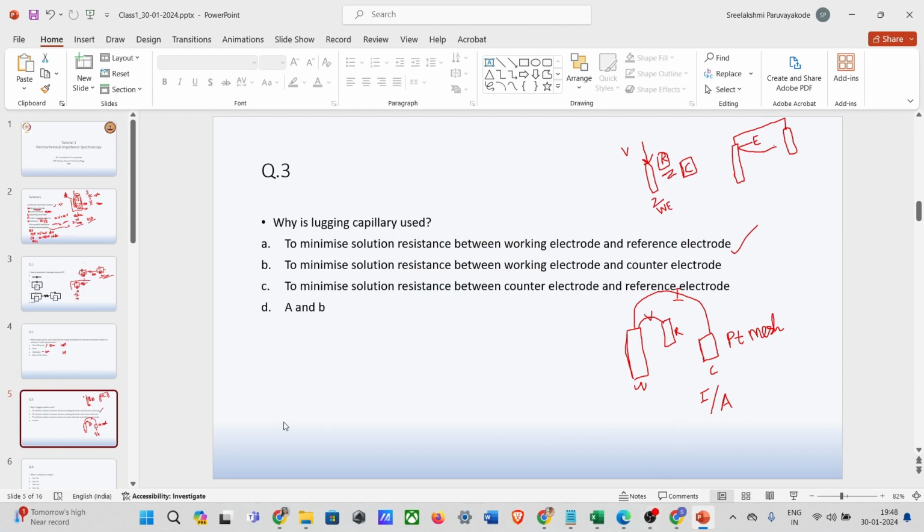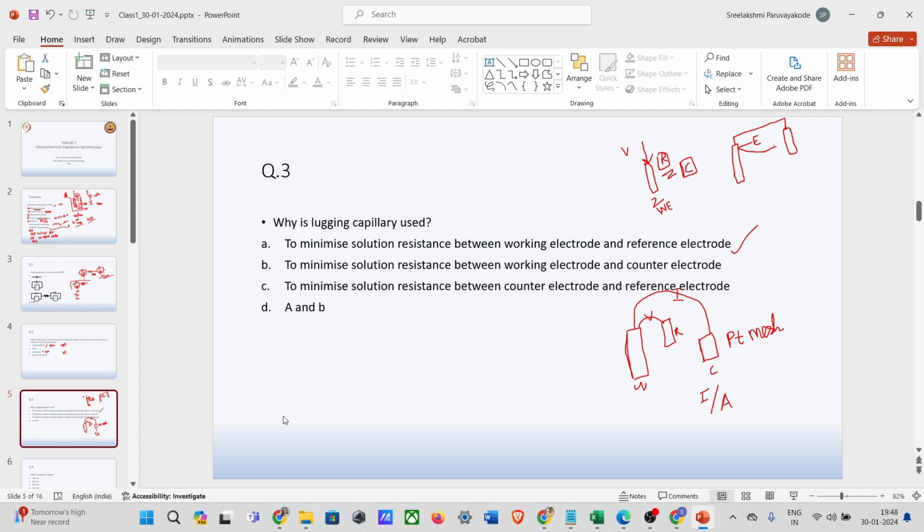Okay, thank you, madam. One doubt, madam. When we do impedance or cyclic voltammetry, if the working area is larger than the counter electrode, how can we examine that the area is not sufficient?